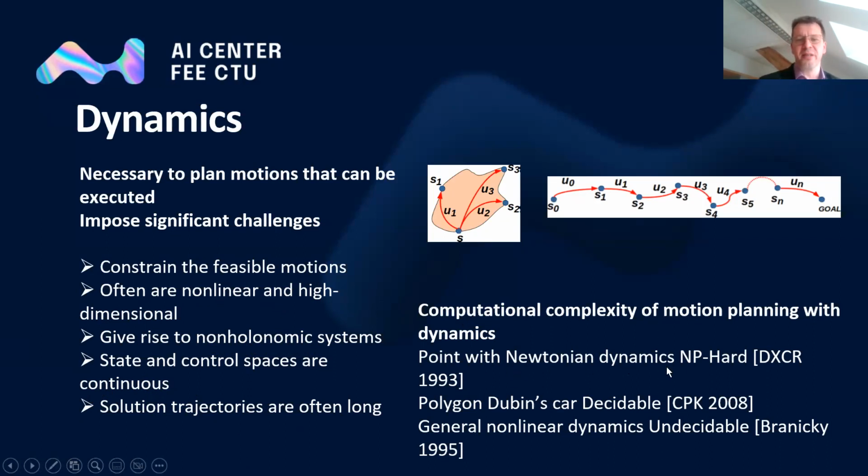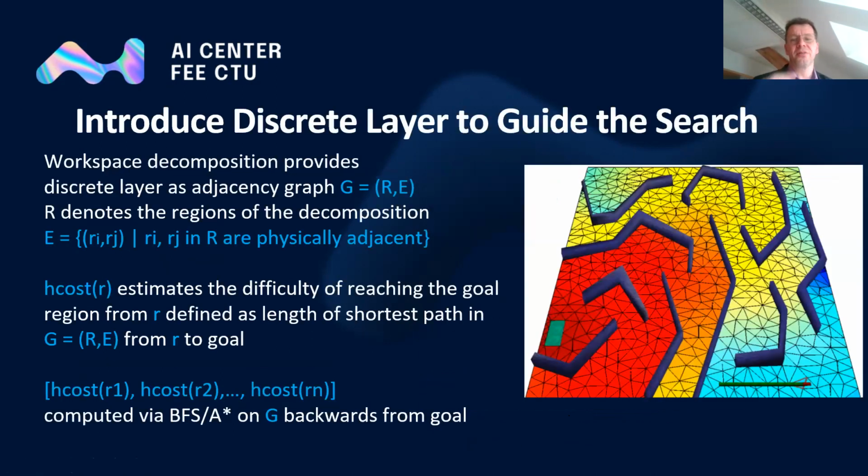If it's Newton dynamics, then it's still combinatorially intractable in some cases, so it's NP-hard, but it's at least solvable. Dubins car, which is a half-cycling method that my colleague came up with, is decidable, but it does not handle obstacles well. And general nonlinear dynamics is undecidable. So how do we solve these challenging problems at all?